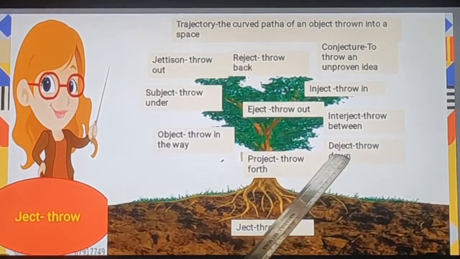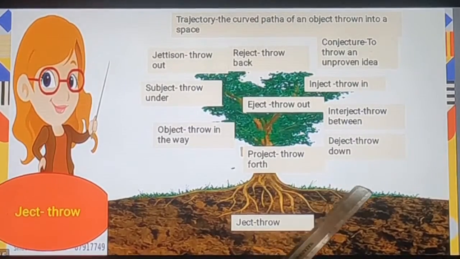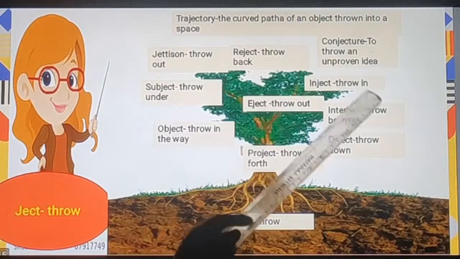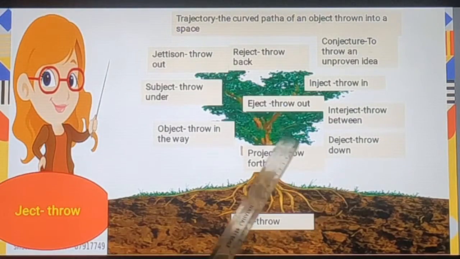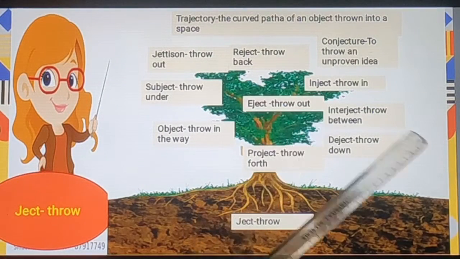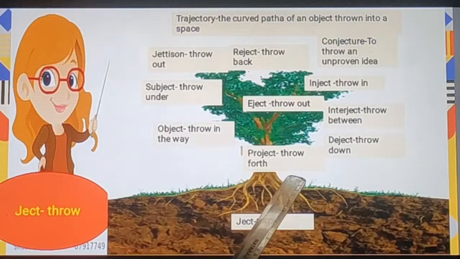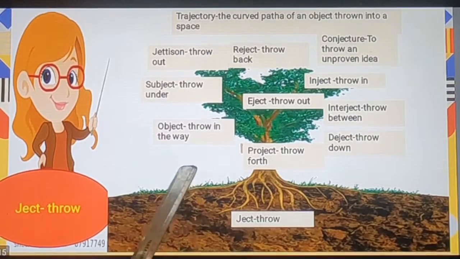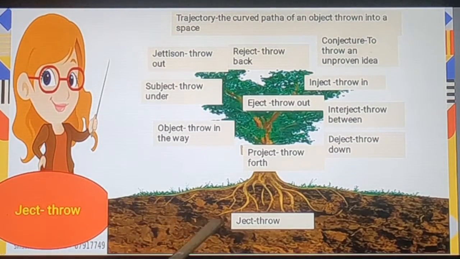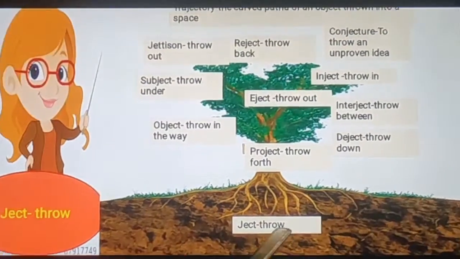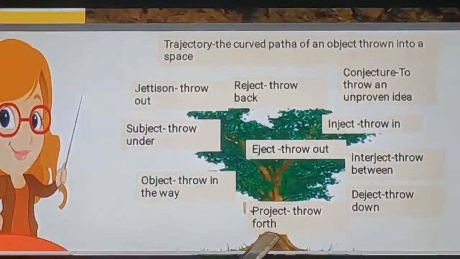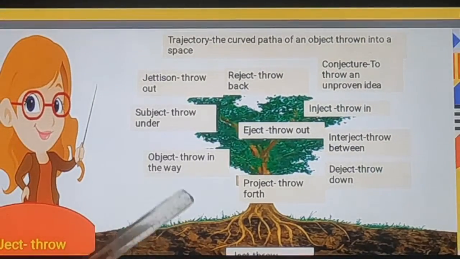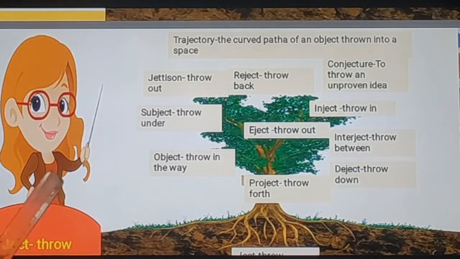Now, dissect. Dissect means throw down. Here reject means throw back. Here dissect means throw down. Eject means throw out. These also indicate throw. Ject is the base word. The related vocabulary is telling about throw. Are you understood? Now we have to go to the next one.